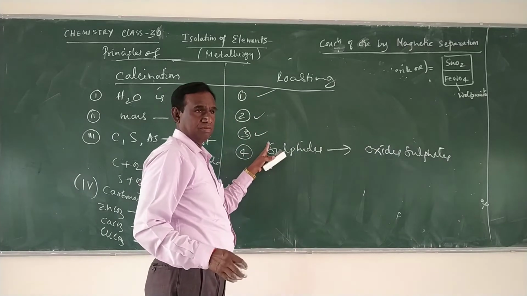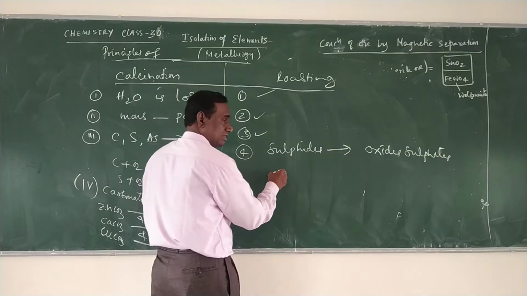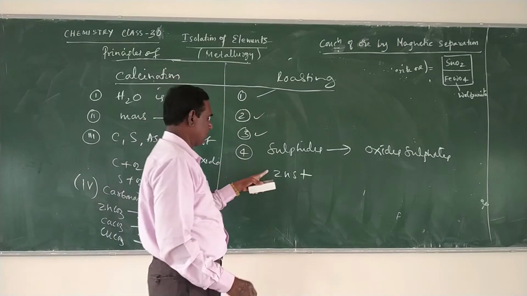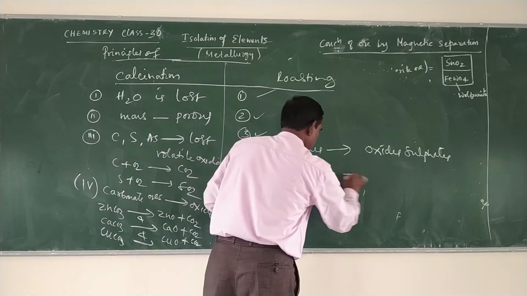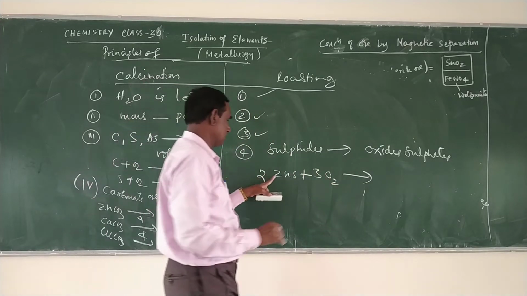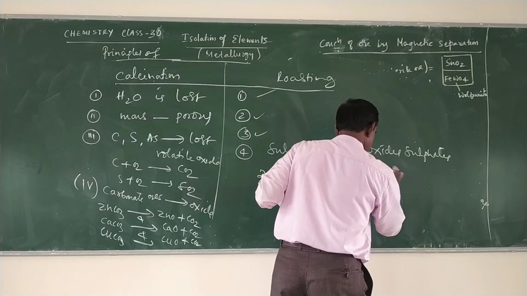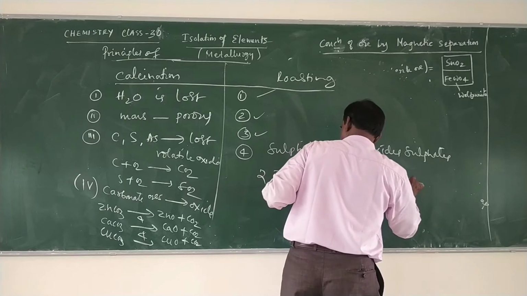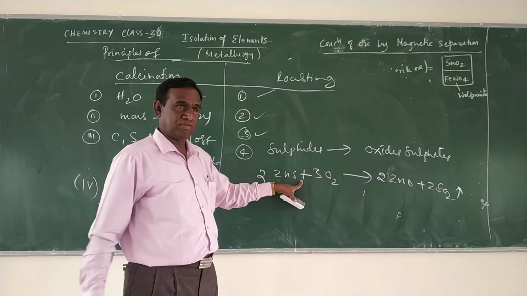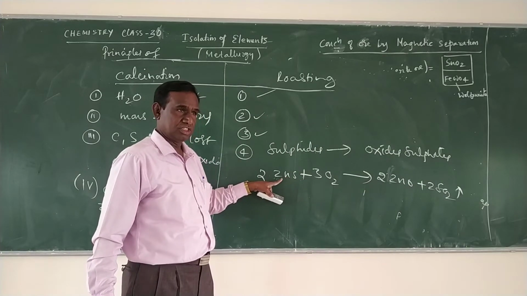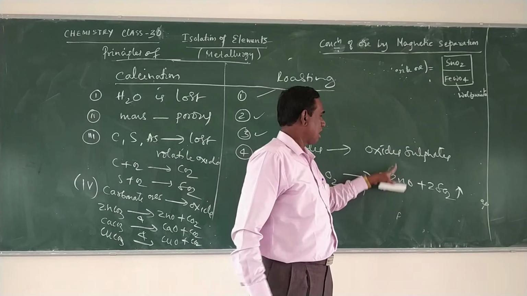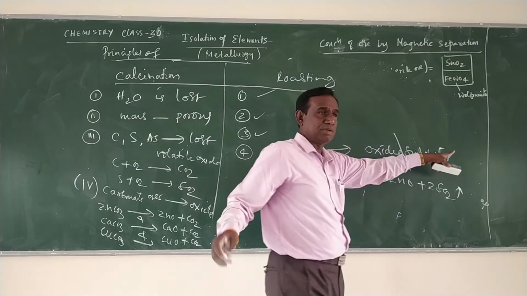For example, sulfide: 2ZnS plus 3O2 gives 2ZnO plus 2SO2. See here, zinc sulfide, ZnS, zinc blende, is converted into zinc oxide, you see, oxide. Or sulfate, sometimes sulfates are present.